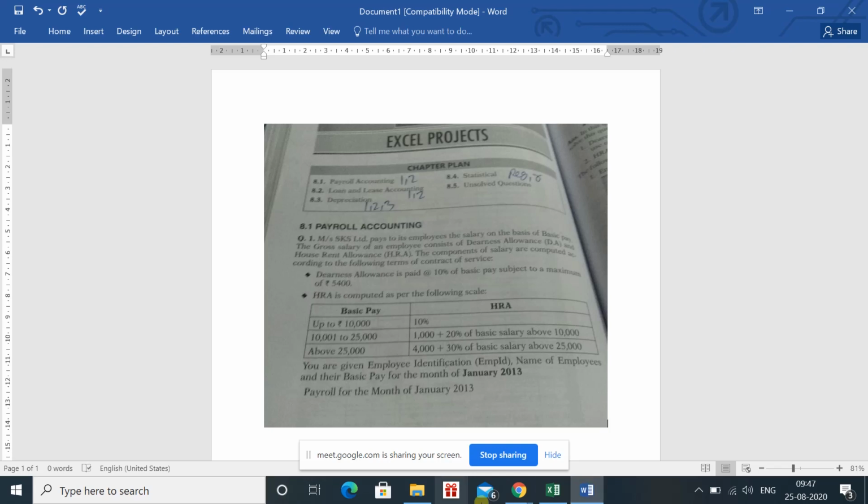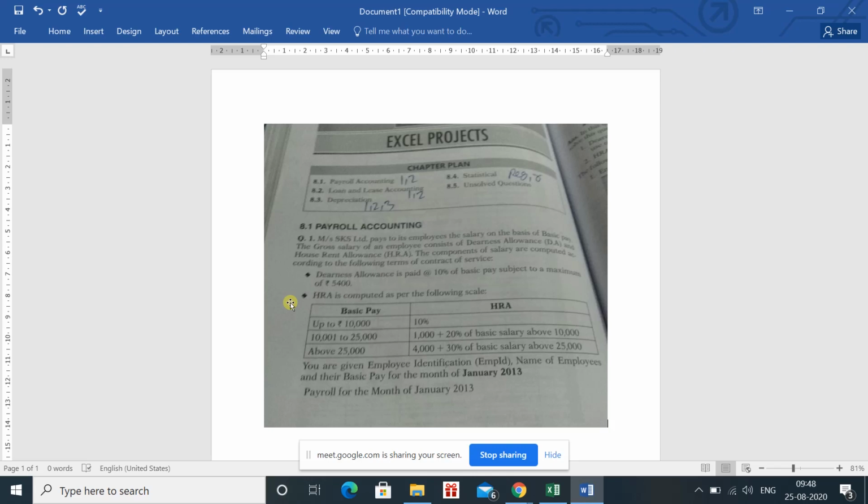Today we will discuss the payroll accounting question number 1 from HN Tiwari. In this question they are asking you to calculate the payroll of the employees, and they have given us three components. They are talking about three components of the salary to calculate the gross salary. So the first component will be basic salary, then DA and then HRA.